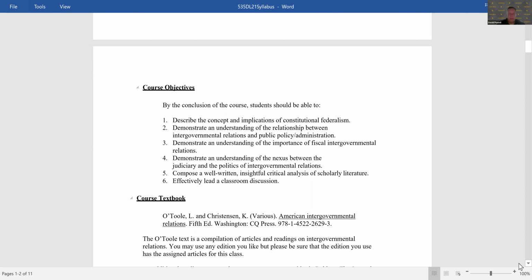We'll talk about different types of grants. We'll talk about the advantages and disadvantages of those grants and some examples of how the federal government has used grants to get the compliance of state governments and how state governments use grants to get the compliance of local governments. We will also demonstrate an understanding of the nexus between the judiciary and politics of intergovernmental relations.